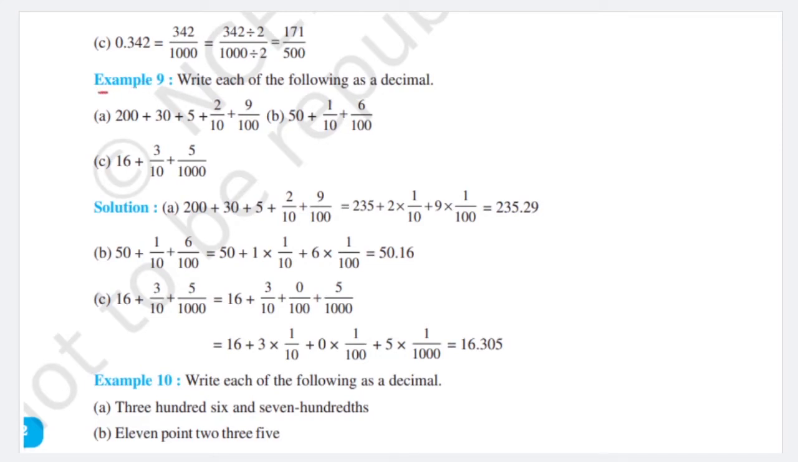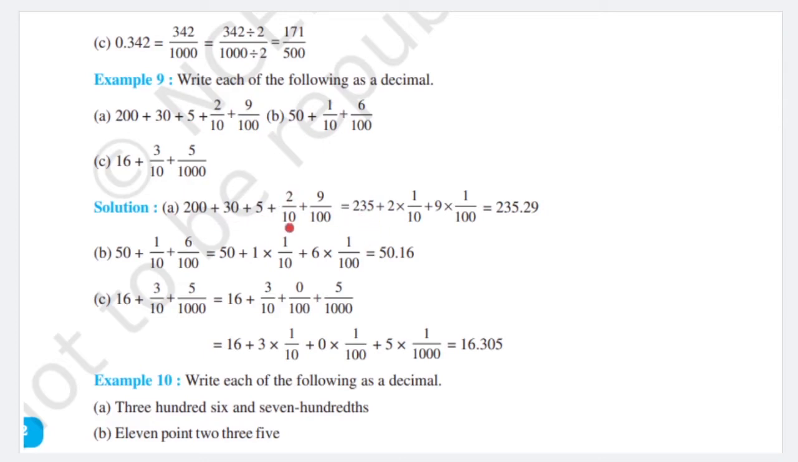The next example is 9. Write each of the following as a decimal. 200 + 30 + 5 + 2 by 10 + 9 by 100. So how do you write this? 200 plus 30 plus 5 will give you 235.